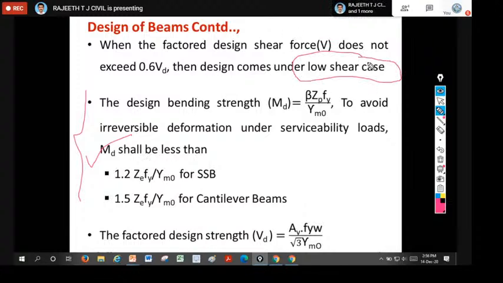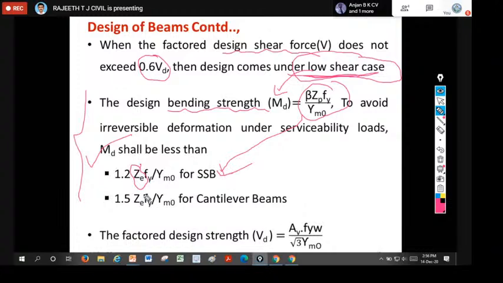How to decide low shear case or high shear case? First, you should calculate the design shear force acting on the beam, the design unbalanced shear force. If the value is less than 60% of VD, then it comes under the low shear case. Then we have the formula to calculate the design bending strength. Here this value must be less than 1.2 times ZE Fy by gamma m naught, where ZE is the elastic section modulus, for simply supported beams. For cantilever beams, the value must be less than 1.5 times ZE Fy by gamma m naught. This is the bending moment strength calculation.